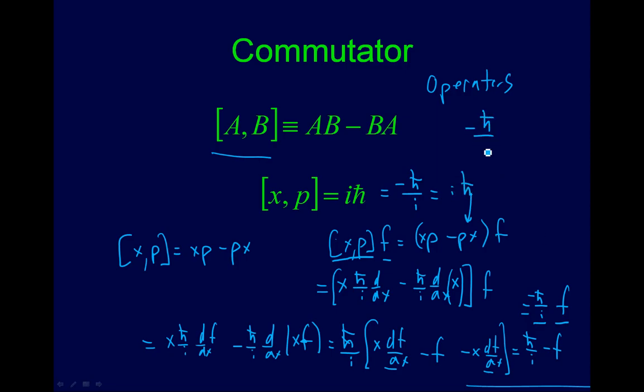And just to double check, if I take this and multiply i on the top and the bottom, so multiply it by 1, I get a negative 1 on the bottom, which cancels with that, and I'm left over with i h bar.